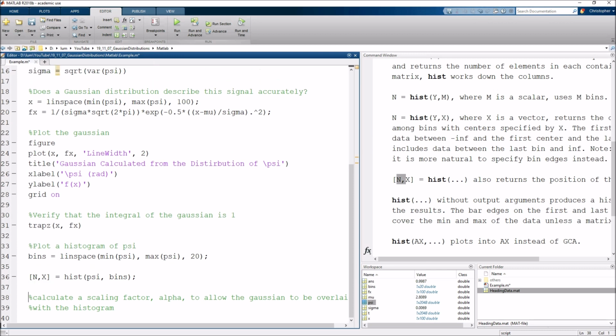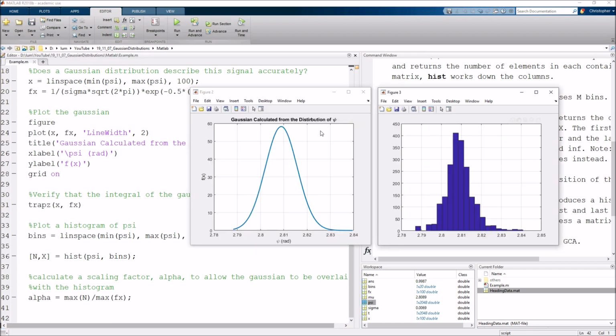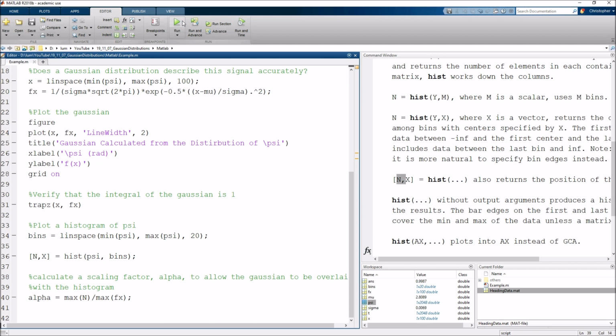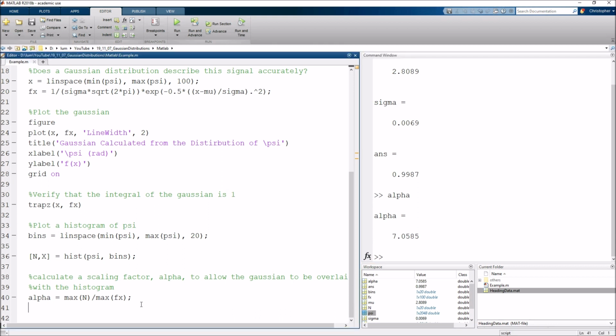Okay, and now let's scale this. So alpha is going to be a scaling factor, so we need to look at the maximum height of the bins versus the maximum value of the function. There we go. I think this alpha is going to be some number that's much greater than 1 here. It should basically be the ratio of around 410 to 60, so 3-ish something. Well, instead of me guessing, let's just run this and see. So alpha is 7. I was way off.